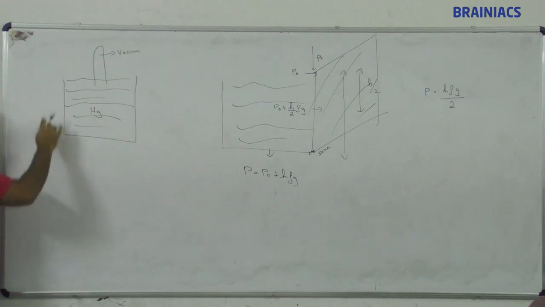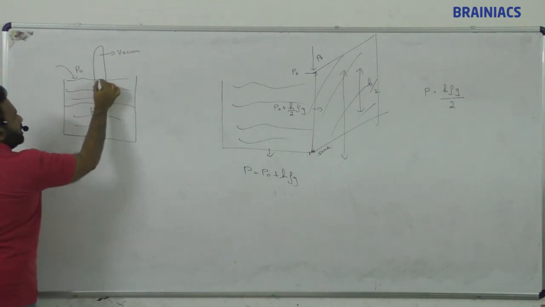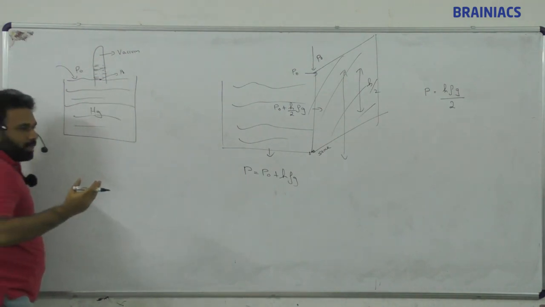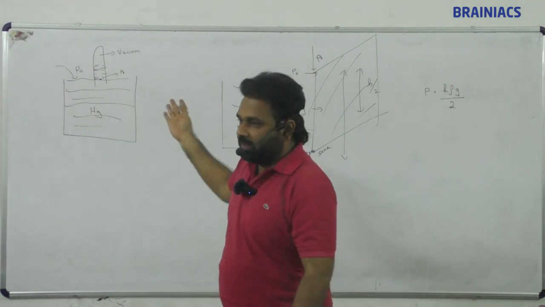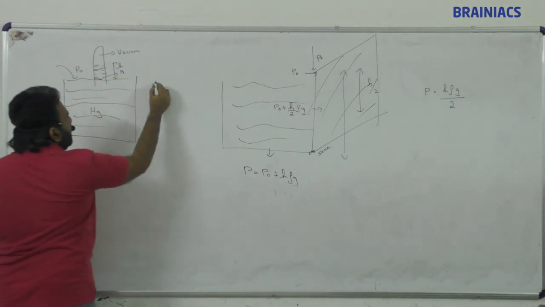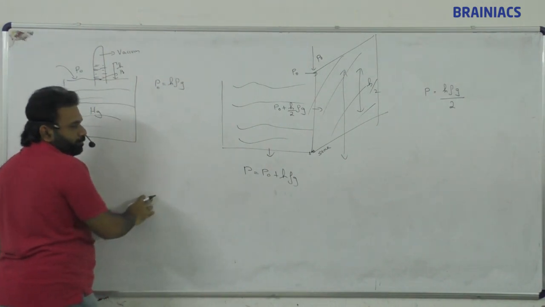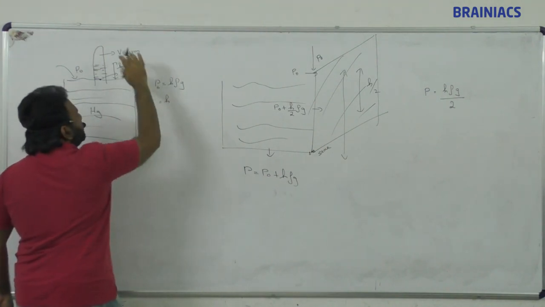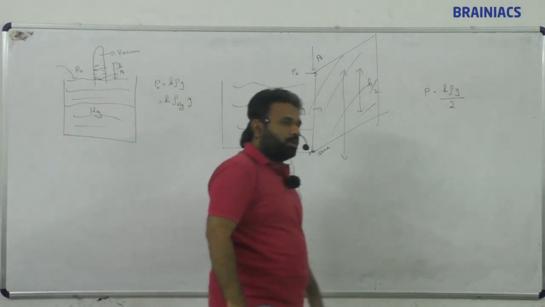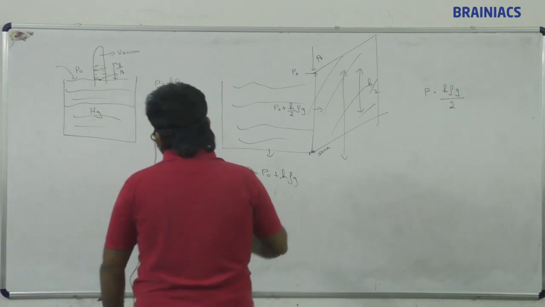Suppose the atmospheric pressure is P naught. In order to maintain this at P naught, what will happen? This liquid will rise through that tube, and if this height can be measured as H, then the pressure here, that is P naught, is going to be H rho g. This is the measured height, rho is the density of mercury and g is the acceleration due to gravity.